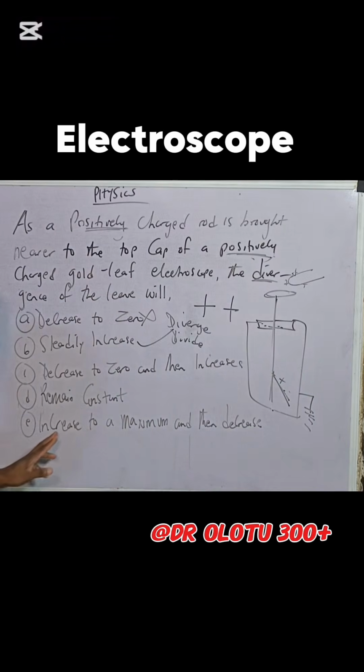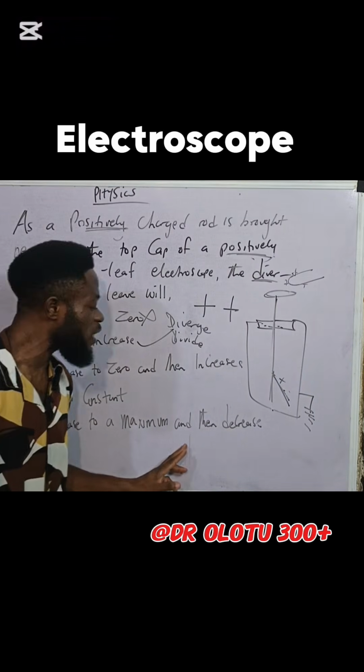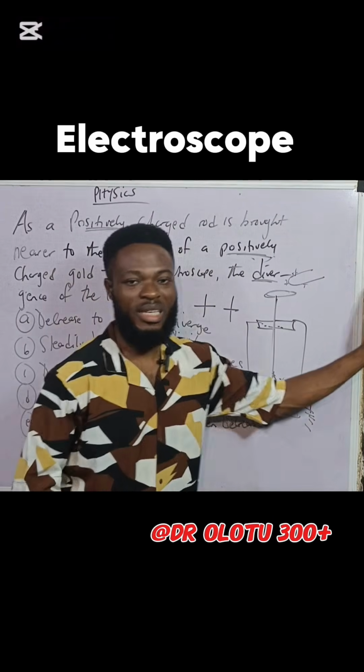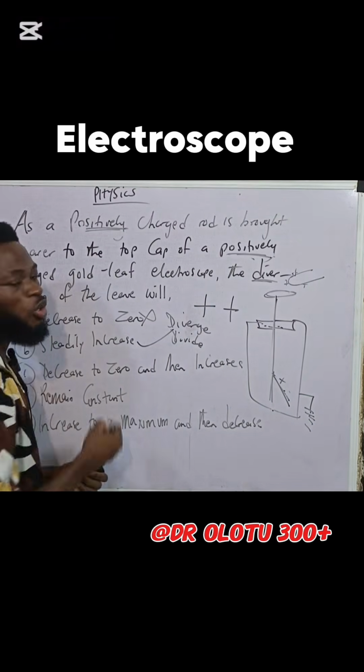Convergence. Now, option E says increase to a maximum and then decrease. This is also wrong. It cannot increase and then fall back. So the right answer is option B.